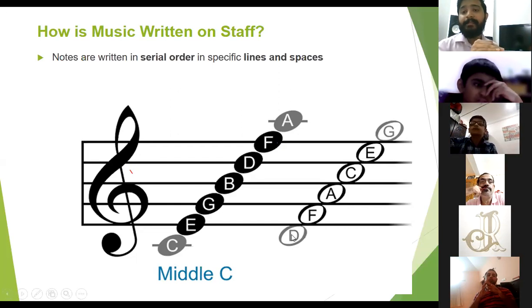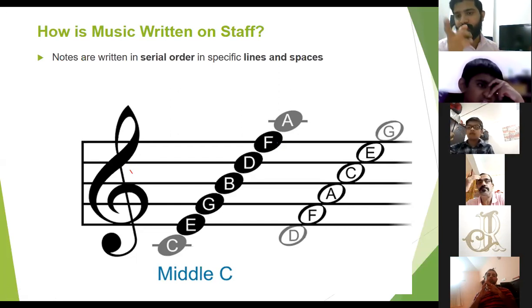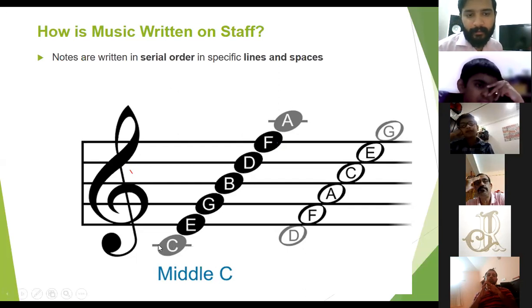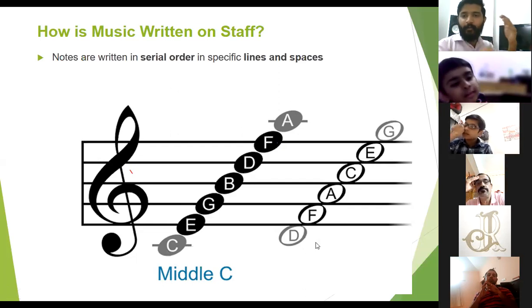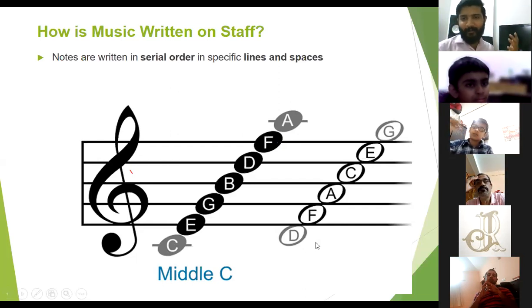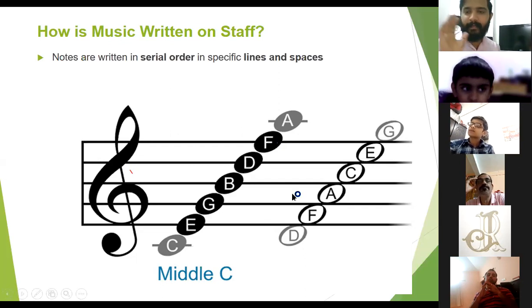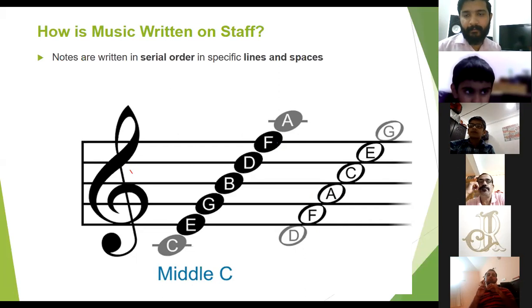Below D, it's going to be a C, right? So C is supposed to come on a line, but we don't have the line. What do you do? You draw that line like this, a small line. Understood? So you can even go beyond, above and below. Okay, so that's how music is written. All sorts of music are written using 5 lines and 4 spaces in this serial order.